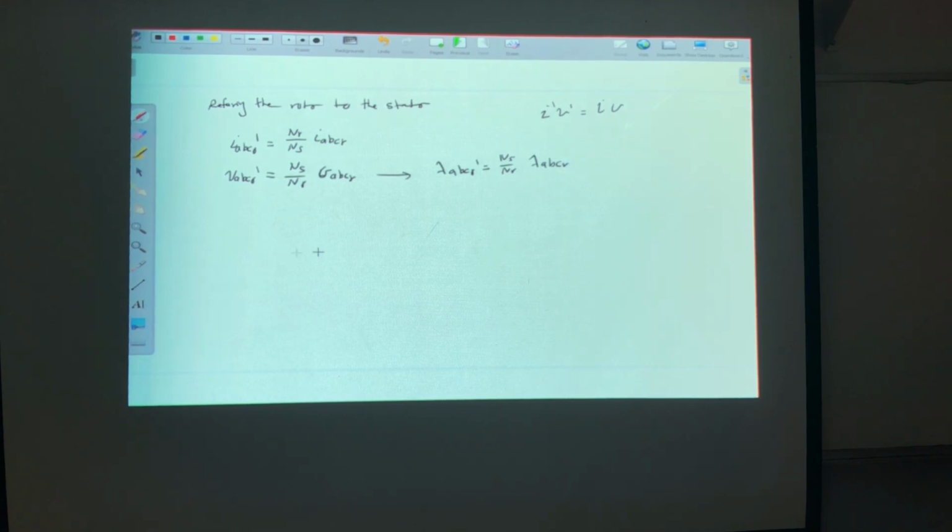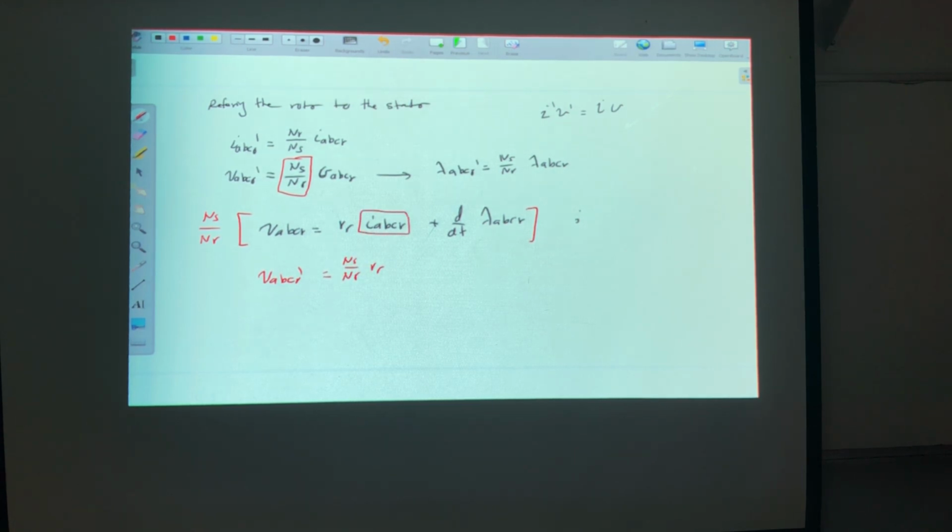So if I need to refer the rotor, VABCR will equal RR IABCR plus d by dt of lambda ABCR. What should I do? I need to refer it, so I'll multiply both sides by NS over NR. If I do this, this one automatically will be VABCR dash. Now here what I'm having is NS over NR, RR.